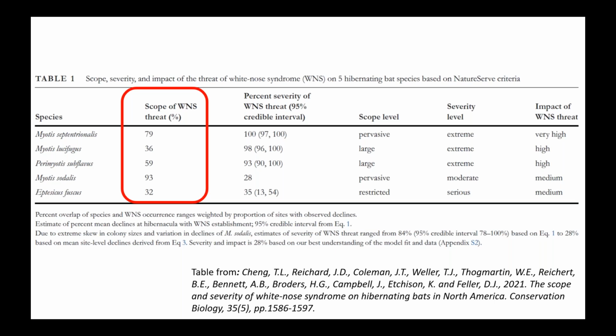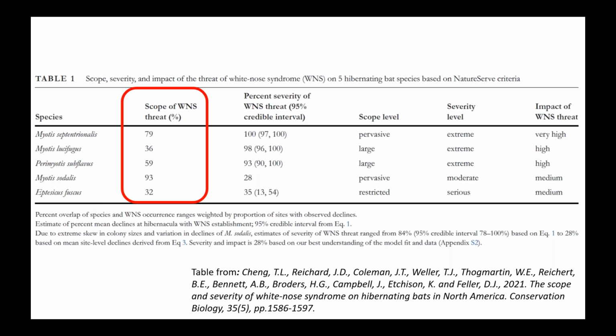And this fungus has spread throughout much of the United States and Canada since it first arrived with the aid of humans around 2006. And since that time, there's been some great research into a relatively sad topic, including this great summary from Tina Chang in 2021 that really summarized the state of affairs at that point. Somehow time flies, and it's now a couple years ago. So if we look at this red box here, what it's doing is summarizing for 5 different cave hibernating bat species at this time of publication what the scope of the threat of white nose syndrome is.